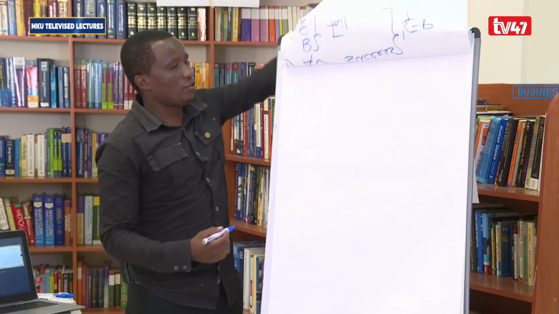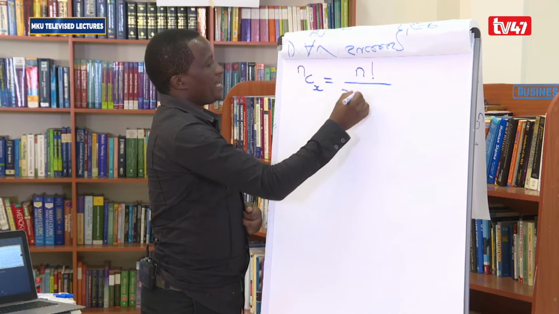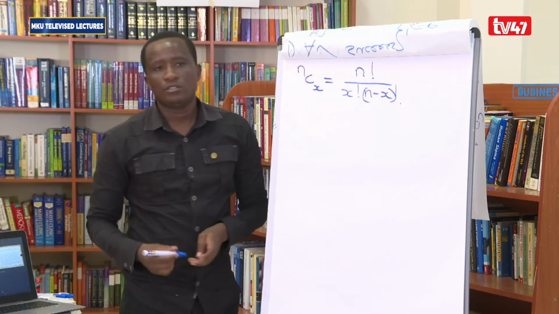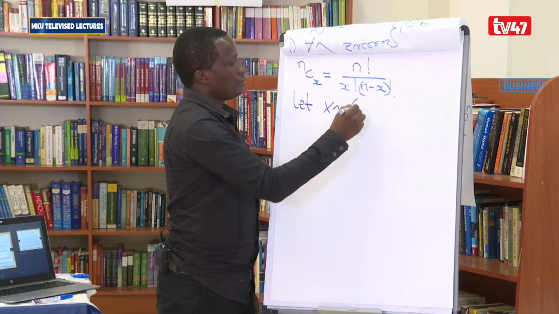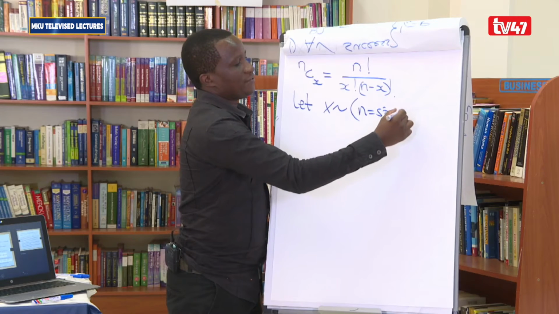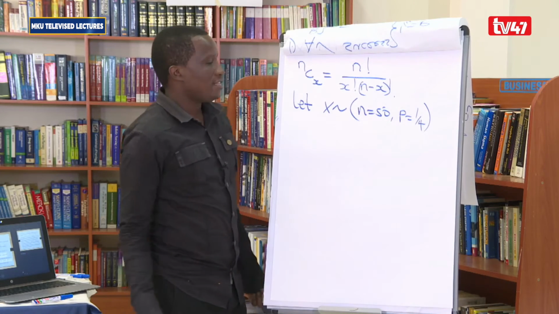From permutations and combinations, we notice that n choose x is actually n factorial divided by x factorial times n minus x factorial. Now, this part counts the number of outcomes that include exactly x successes and n minus x failures. In the example of the student taking an exam with 50 questions, let X be a binomial with n equal to 50, and we've seen that for any given paper with choices A, B, C, D, the probability of getting a correct answer in a single question is 1/4.